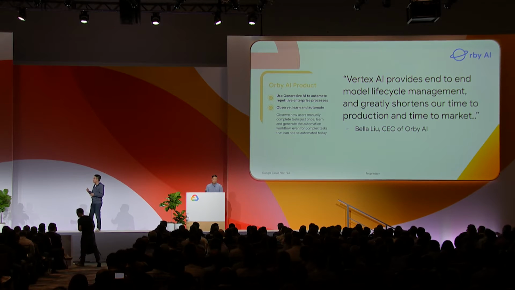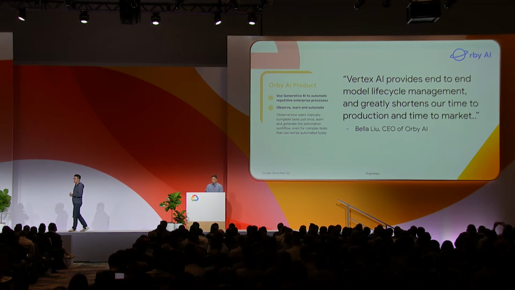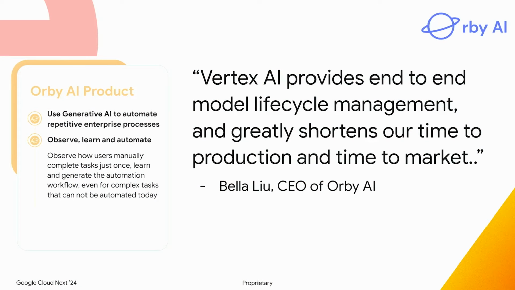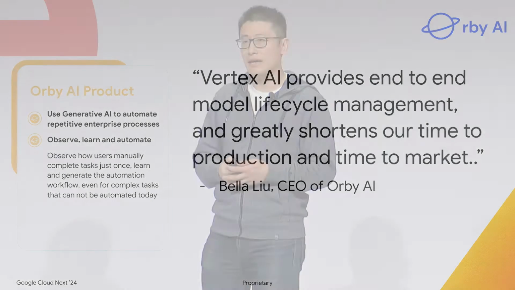We have been really fortunate to work with a lot of partners on the Gemini journey. One of the startups we work with is Orbi AI. They are a startup doing automation for reducing repeated tasks for people. They monitor and observe how people are doing their work, and generate the reasoning and code to automate it. So I'm just quoting their CEO, Bella's words: Vertex AI provides end-to-end model lifecycle management and greatly shortened our time to production and time to market.